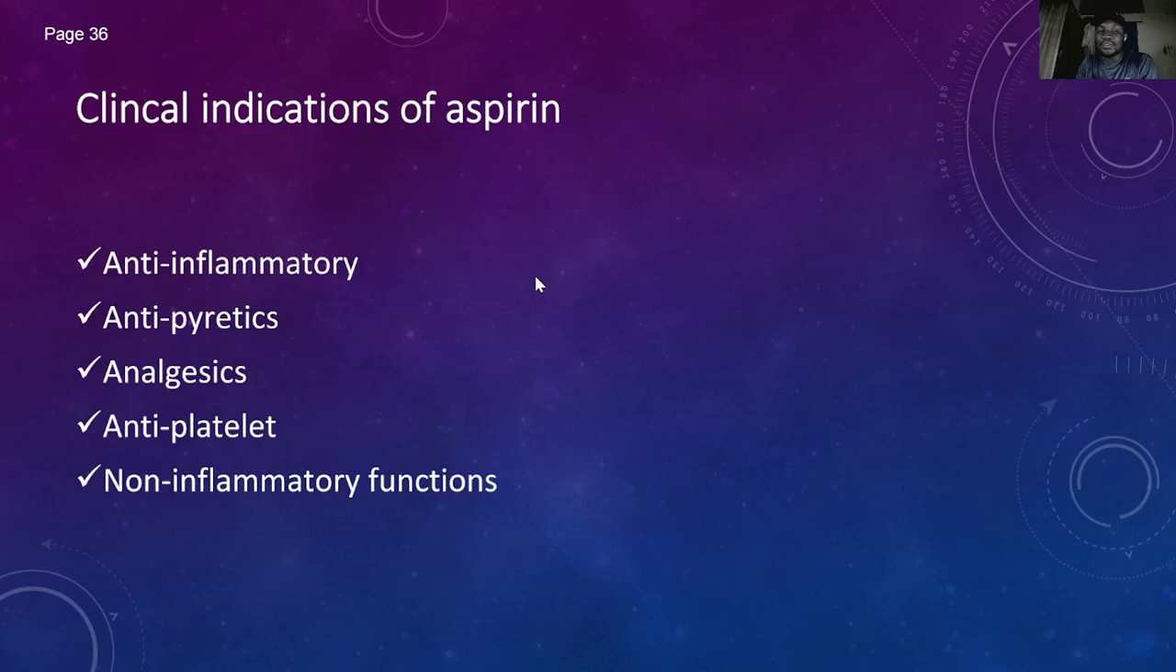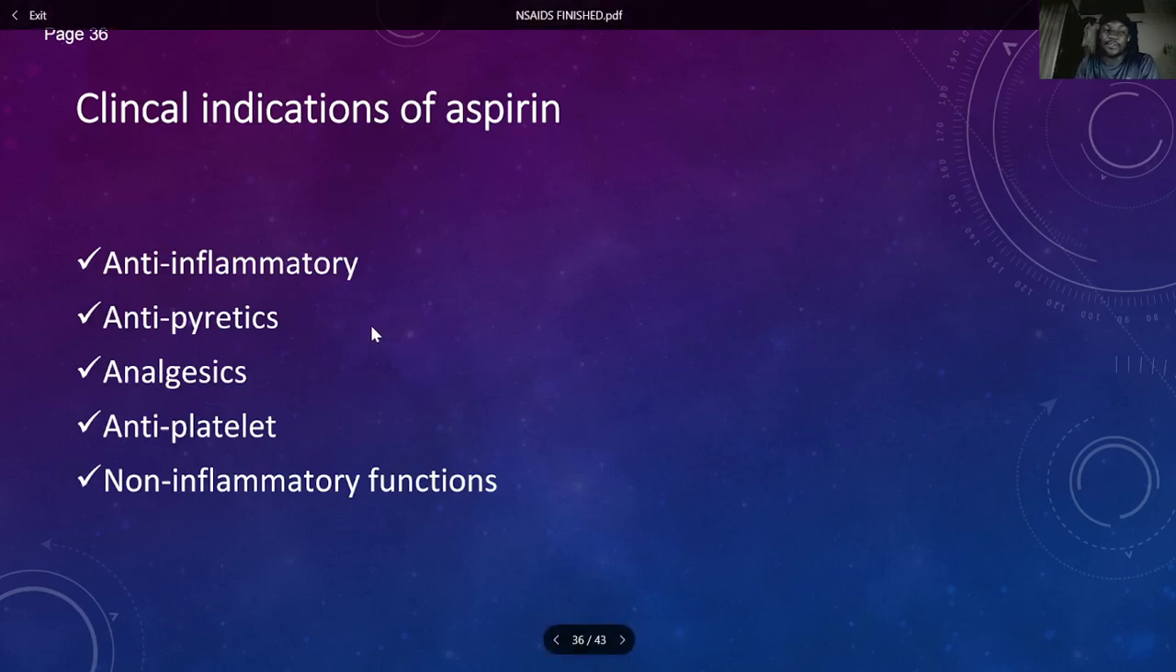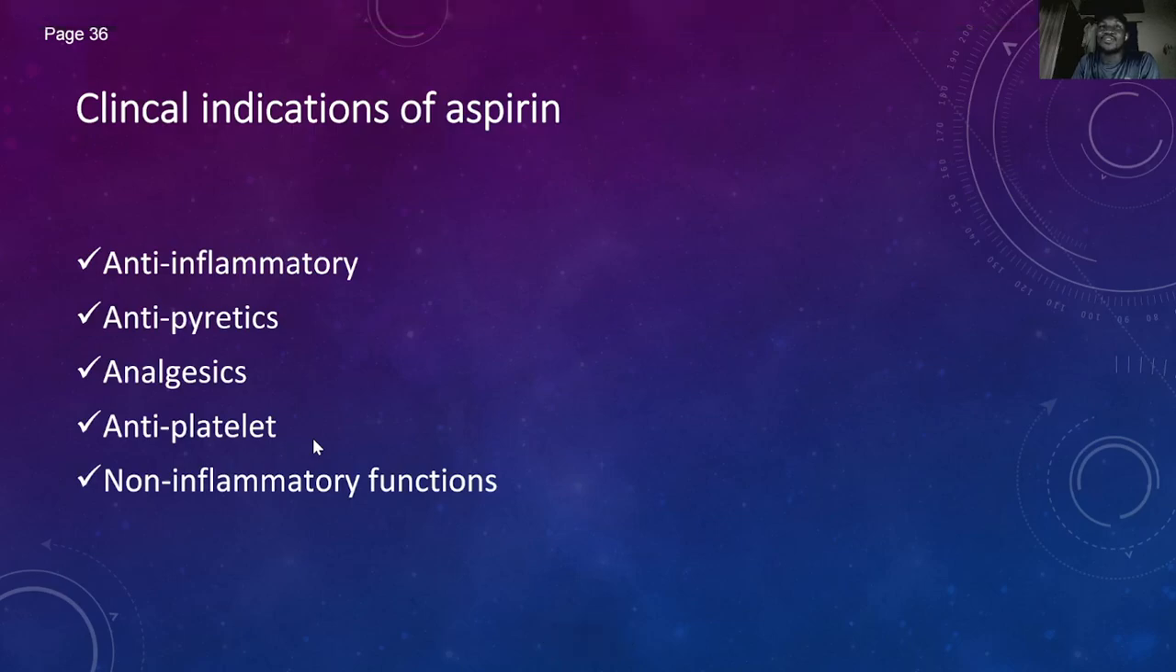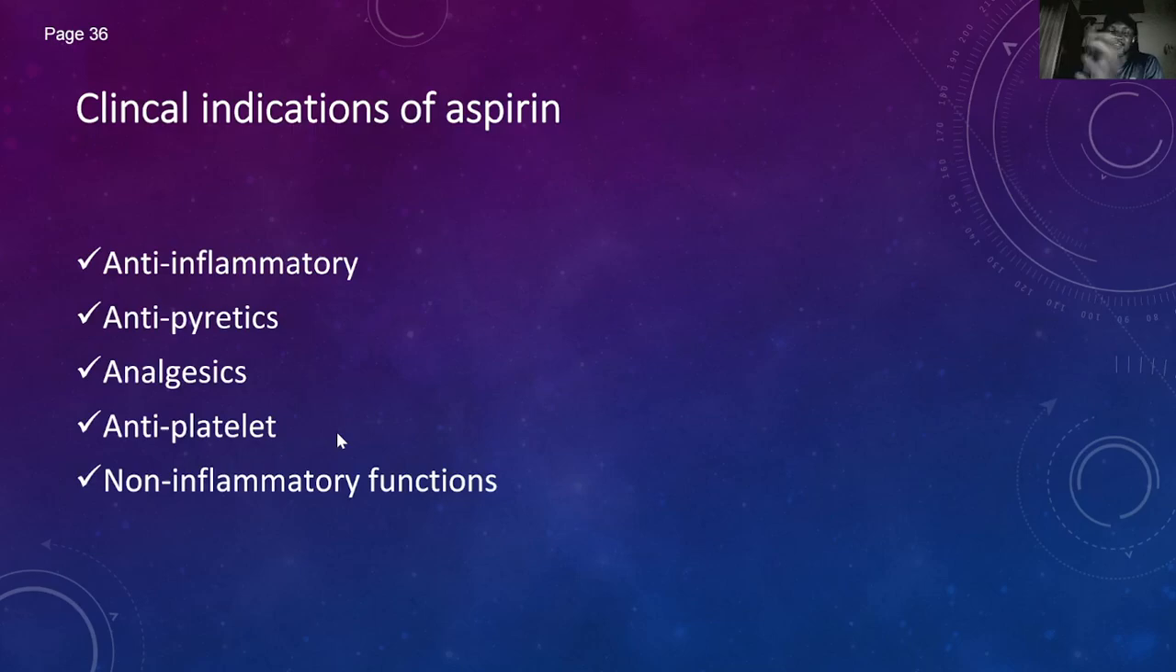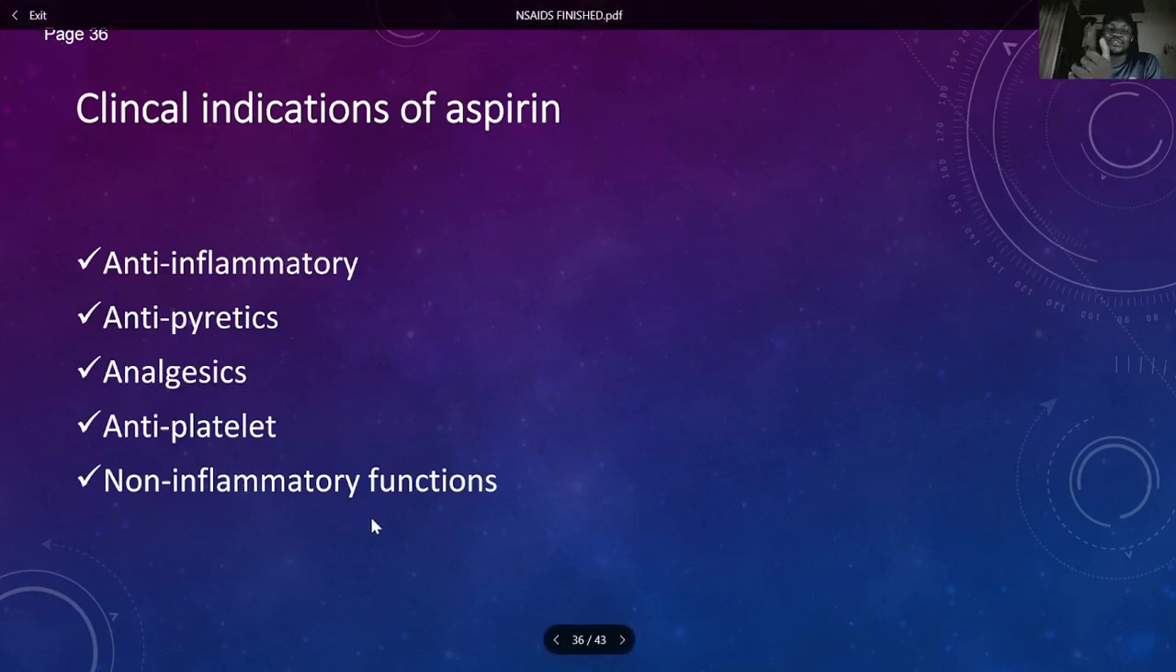So for fever, it is good to relieve fever and to reduce pain. As an antiplatelet medication, it can be given in cardiovascular conditions when there's a hemodynamic disorder, right? It can be given when there's hypercoagulability, when the blood is coagulating easily. So aspirin can be given. Then the non-inflammatory functions.